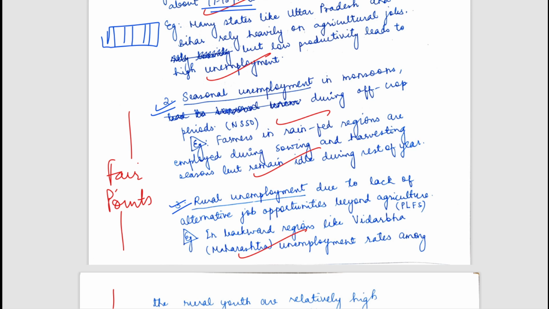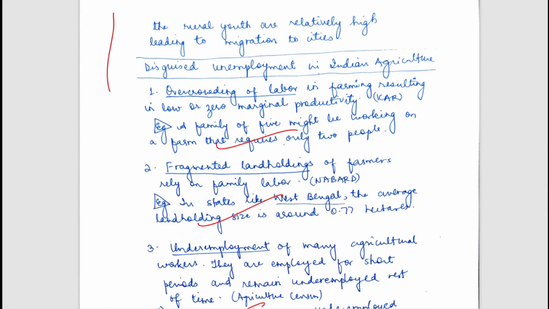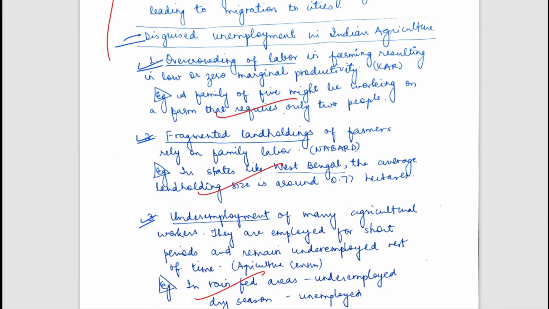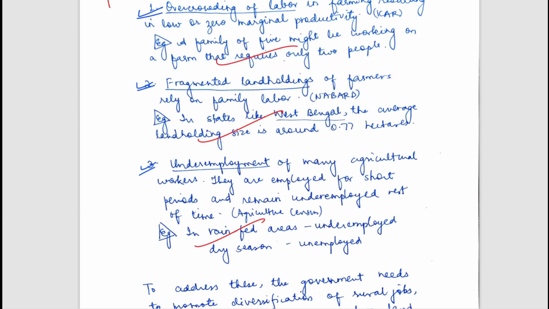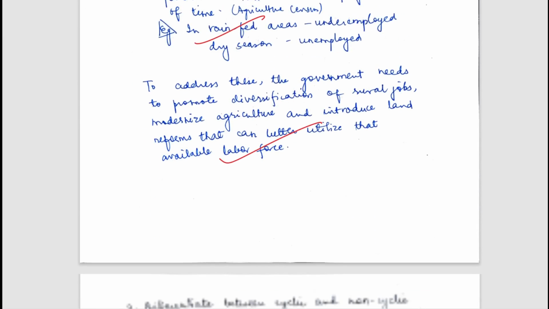So all the things have been well mentioned. You can simply pause the video and read it. Secondly, disguised employment has been mentioned. Overcrowding of agriculture is there. Fragmented land holding, which we just discussed. Underemployment is there. So all these things are the problems. And I think it is a well written answer, everything has been well mentioned. Some examples have also been given, so you can simply pause and read it. Now let's move to the next question.